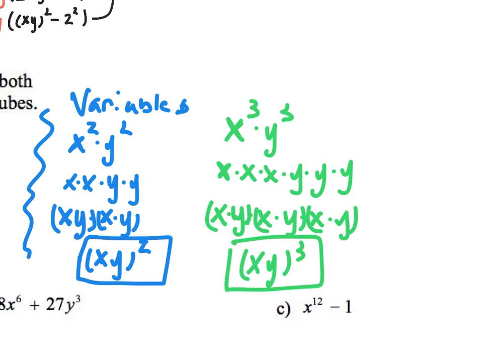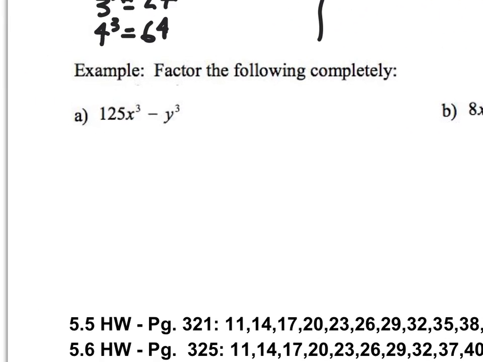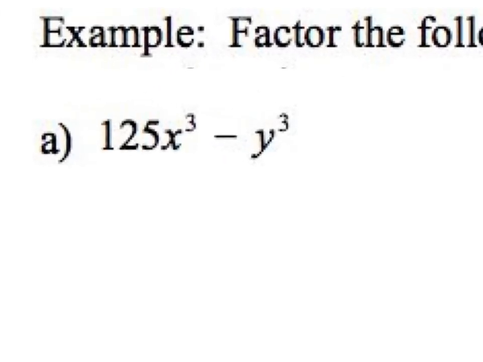Now the other thing here is this. If I have 125 times x cubed minus y cubed, then what I'm dealing with is this. Let's rewrite 125. I notice that that's a perfect cube. Let me zoom in a little bit. Let me rewrite this as 5 cubed times x cubed, minus y cubed.